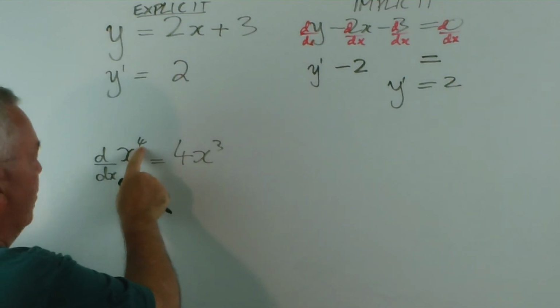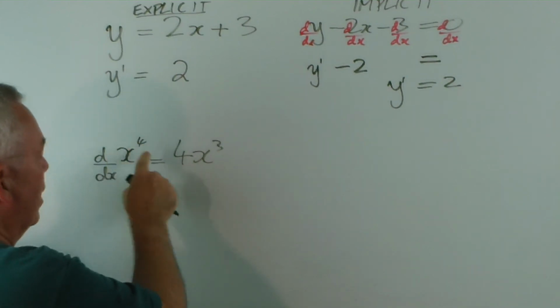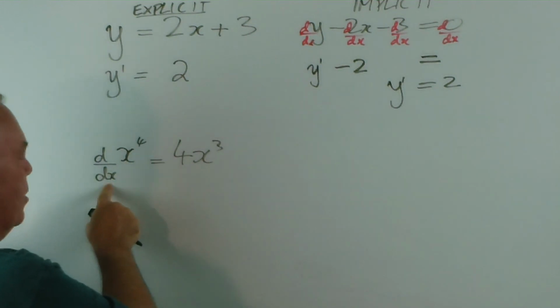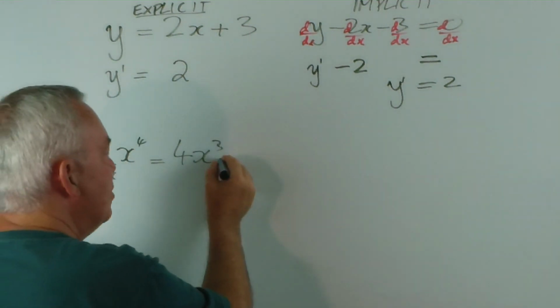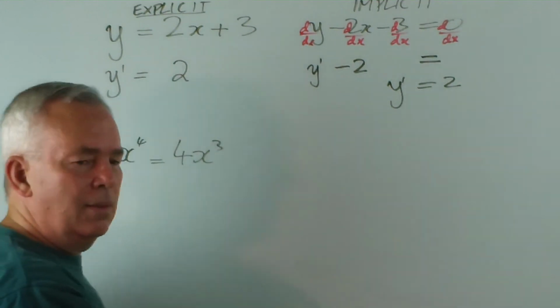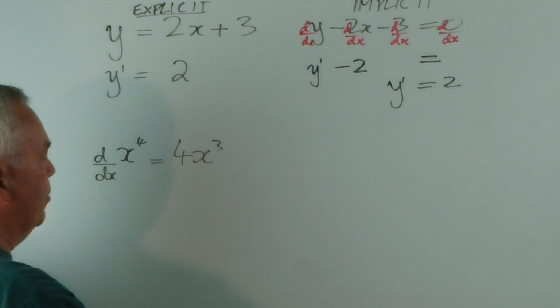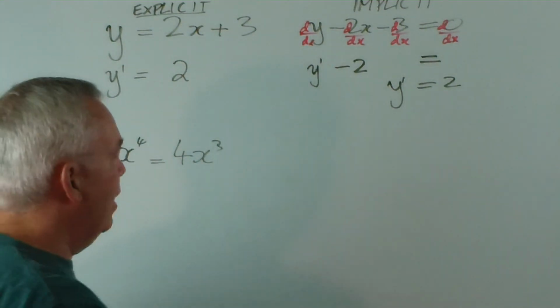But we deal with the power of 4 first, and the 4 comes down, we drop this by 1. And then we find the derivative of x with respect to x, which is 1. And strictly speaking, we should have times 1. No one ever bothers, because that's just the nature of taking the derivative with respect to x.